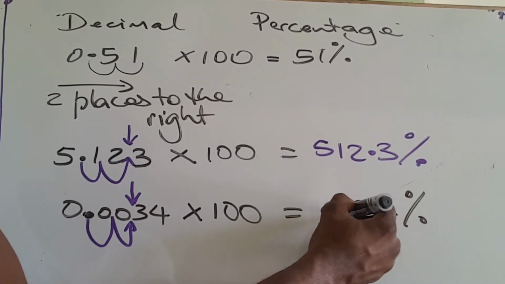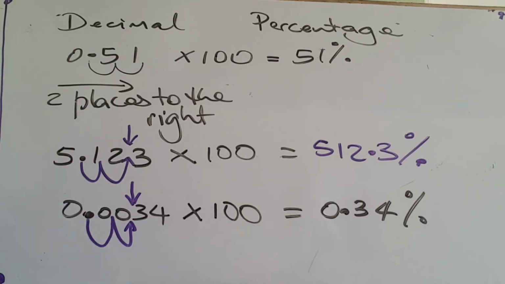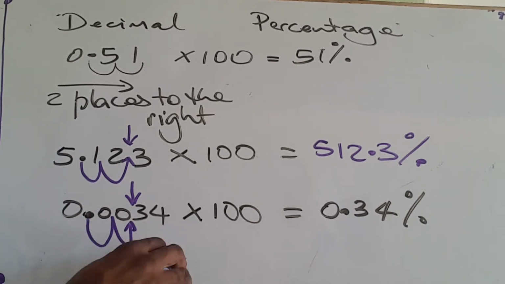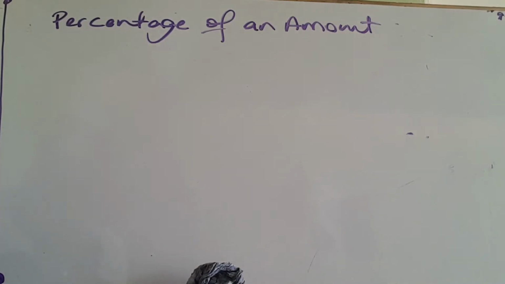0.34%. So that's how we move from decimals to percentage. We simply multiply by 100. But again, we remember that whenever you multiply by 100, the decimal point actually moves 2 places to the right. All right, let's look at finding the percentage of an amount.